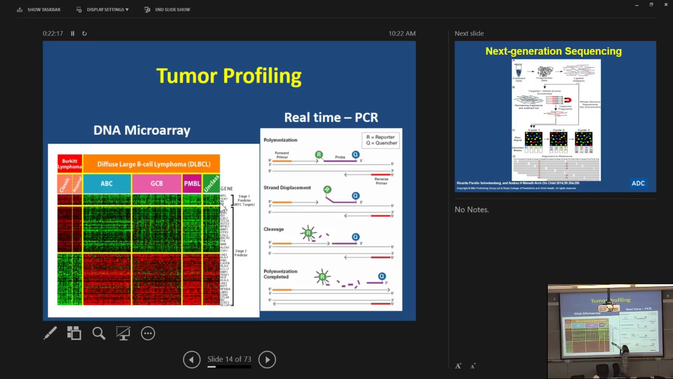So this is diffuse large B-cell lymphoma, which we haven't talked about, but these are all of the genes that are involved in it. All right, so these are all up here. These are all the tumor suppressor genes, and these are all the oncogenes involved with diffuse large B-cell lymphoma. So this maps it out by the different types of diffuse large B-cell lymphoma and shows you what the normal genomic profile is, right?